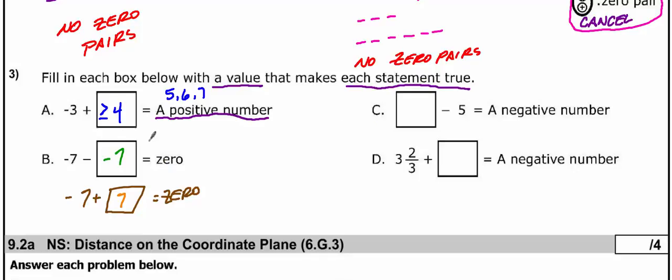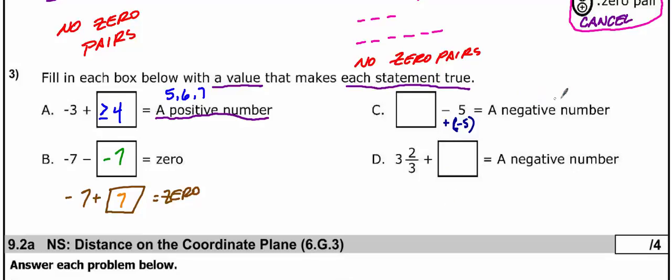And negative 7 is the only answer that works in that one. All right, on to C. So problem C, we want to know a number that we can take 5 away from and get something negative. So when I look at this, I think of changing it from minus 5 to plus -5.